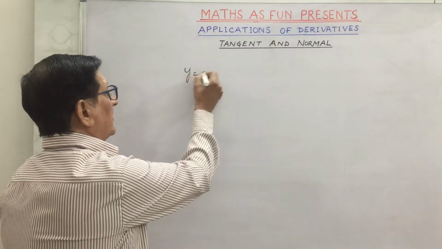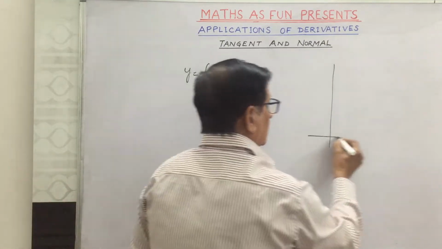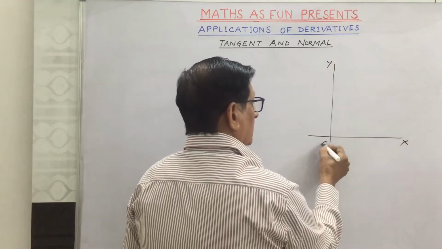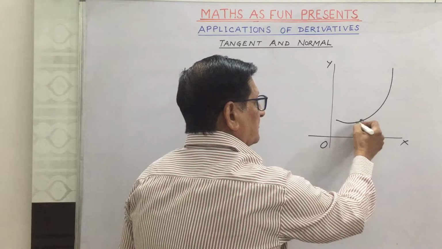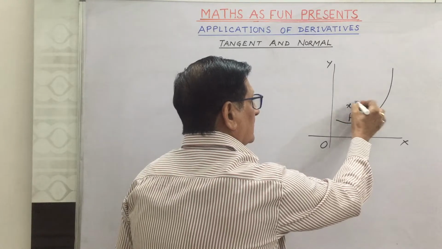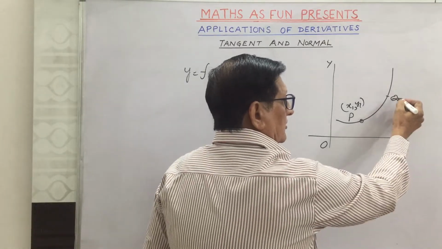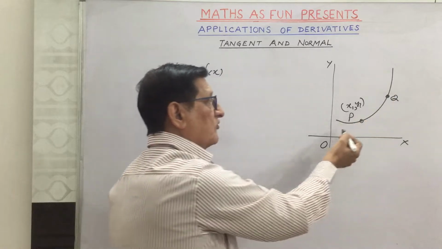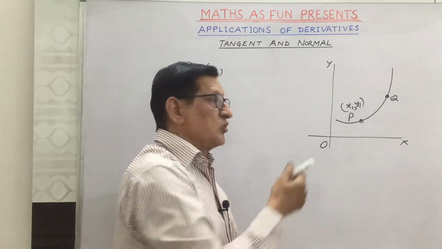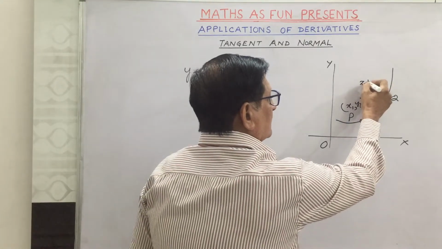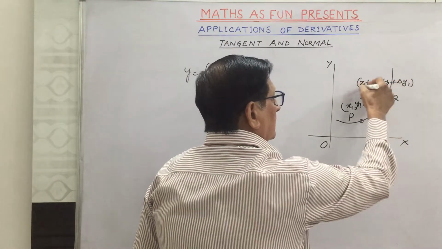Suppose y equal to f(x) is a curve and we draw it here. This is the curve. If we have any point P here, the coordinates of which are (x1, y1). Let's take another point Q. Then certainly the coordinates of Q will be with some change in x1 and y1. So let the coordinates of Q be (x1 plus delta x1, y1 plus delta y1).